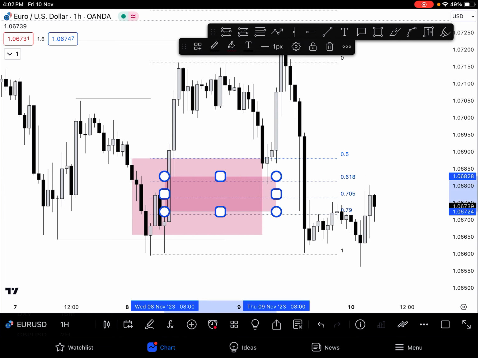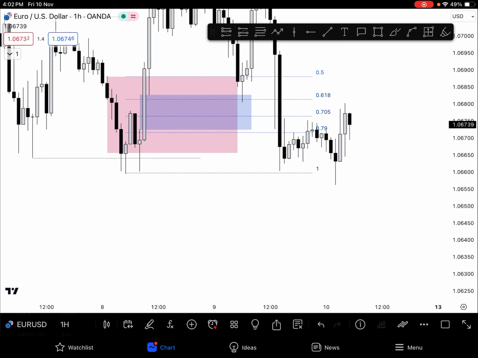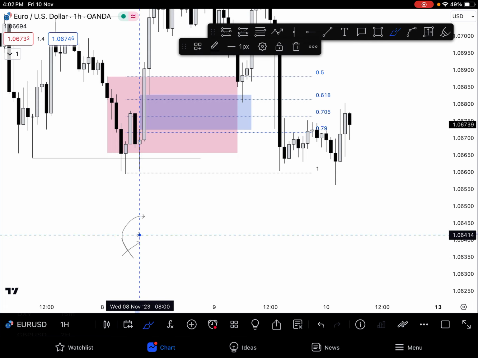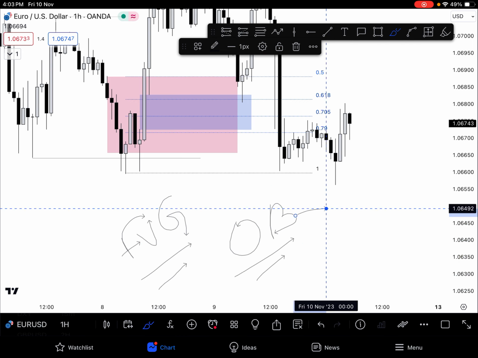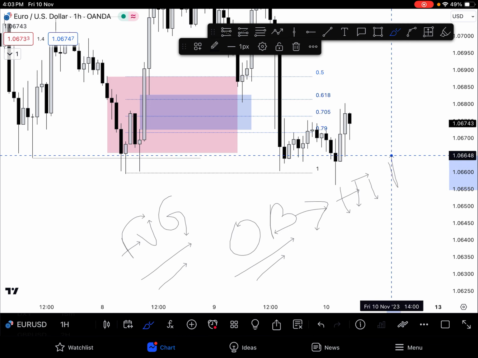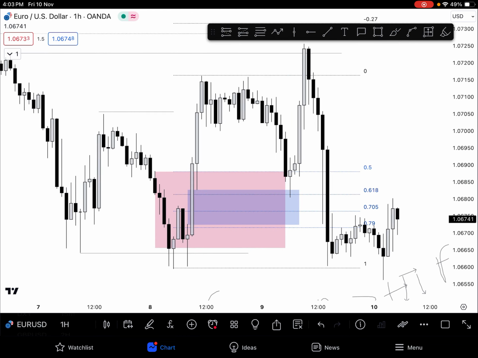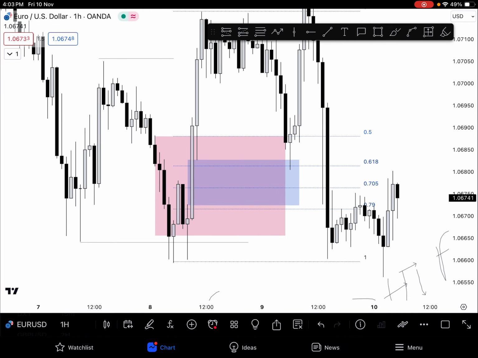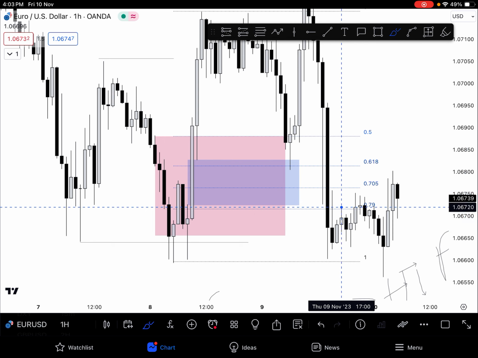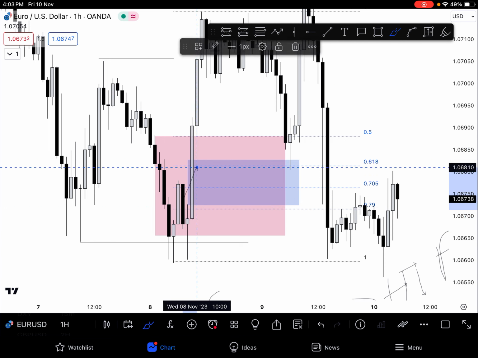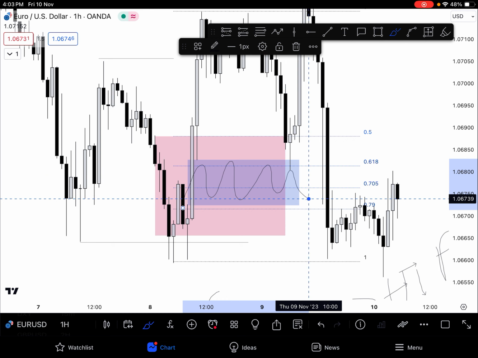Why this fair value gap becomes very important is that one thing I have said multiple times: the fair value gap which is formed inside an order block, and the order block must be a higher time frame order block, is considered a high probability fair value gap. So if you see, this whole pink area is my 4 hour order block, and inside that order block we have a fair value gap. So this fair value gap becomes very important.